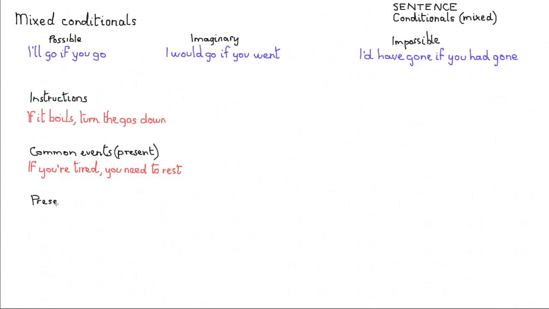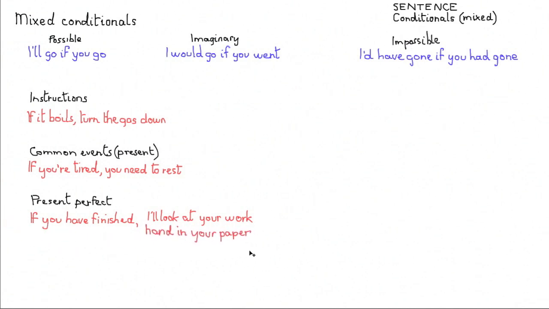And now the last one, I'll just write present perfect there. We introduce the present perfect. And once again, I will grab a sentence and drag it in. If you have finished, which seems to be past to present, I'll look at your work. And of course, we could also do that as an instruction. So I'll drag in another option there. If you have finished, hand in your paper. Let's move on. I've got three more ways of mixing up conditionals.